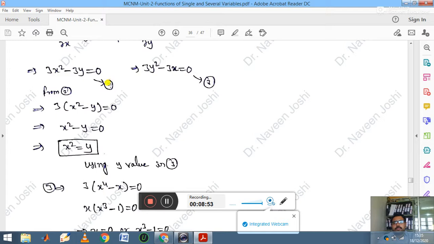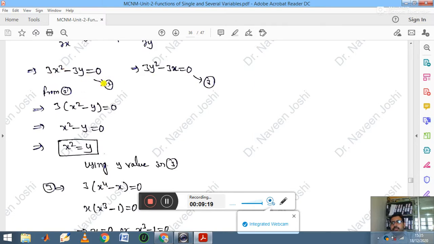Suppose in some examples equation 2 looks somewhat complex and equation 3 looks simple. You solve equation 3 first, you get some values for x or y, then using the x and y value you solve equation 2. So that is the obvious procedure. Here both look the same, so you take the first expression.